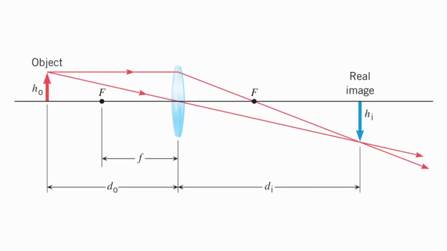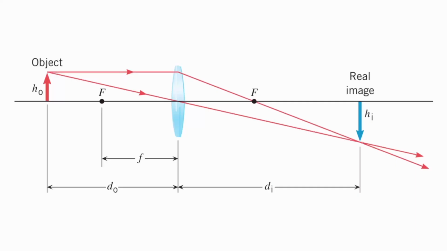Okay, but notice now what happens when we pass inside the focal point, right? Now we have a virtual image, okay? So in order for a real image to form, we have to be outside the focal length of the lens. In order for a virtual image to form, for a converging lens, we need to be inside the focal point.